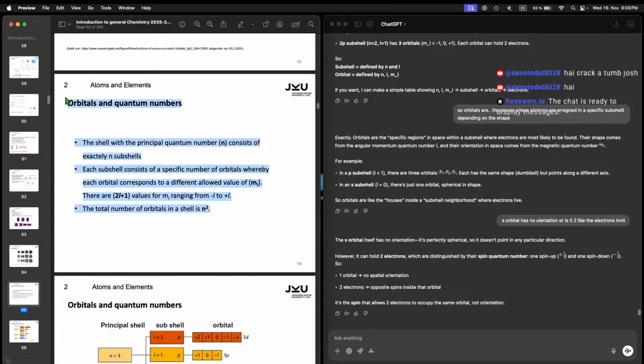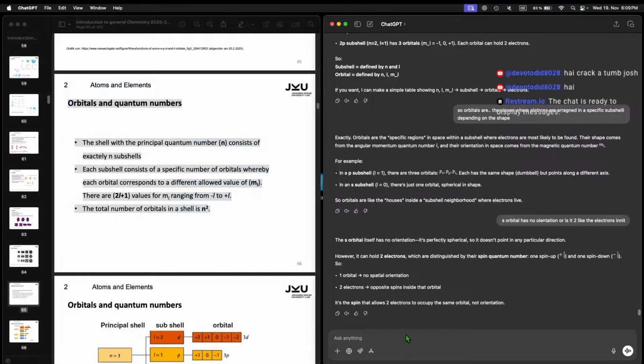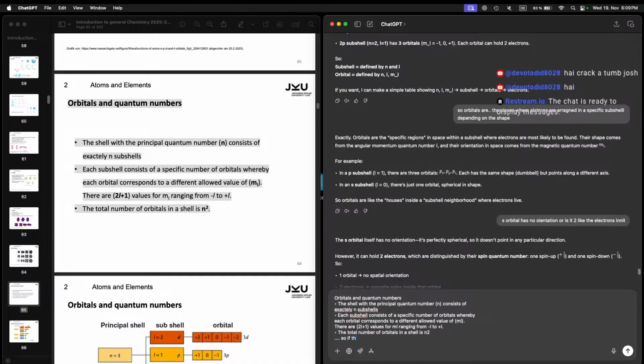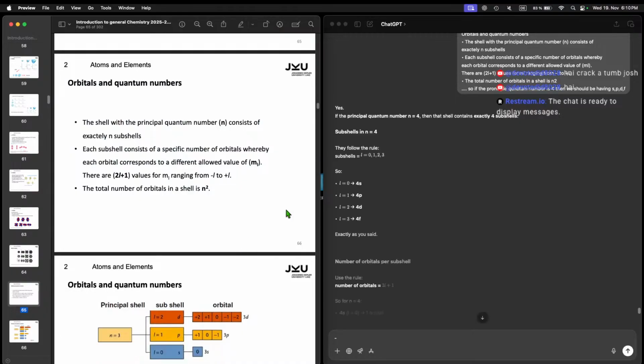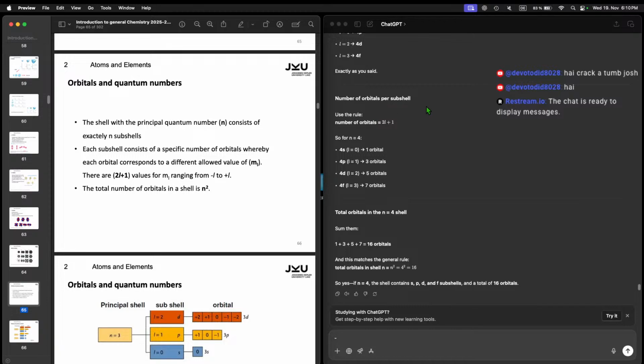No. It's orbitals and quantum numbers. So if the principal number is 4, then we should be having S, P, D, F. Oh, ChatGPT is so slow. Consists of 4 subshells, okay. Number of orbitals per subshell.